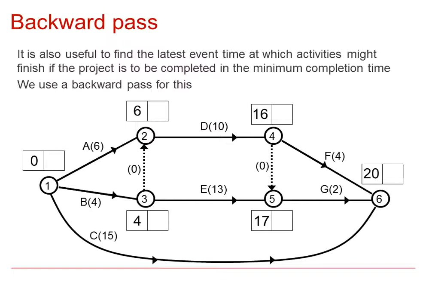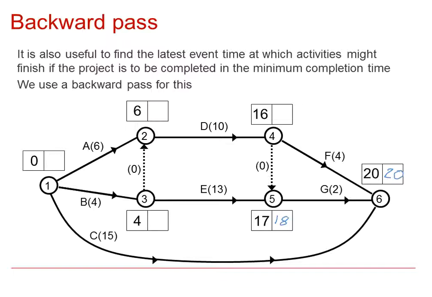We would start by using the same number in the right-hand box for the sink node or the completion node, and then working our way back through. With the forward pass, we chose the largest values. On the backward pass, we will choose the smallest values. In this case, 20 take away 2 would give us 18, as the latest time that G can start in order to be completed by the time 20.